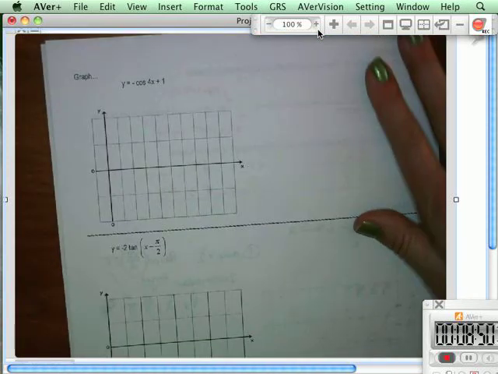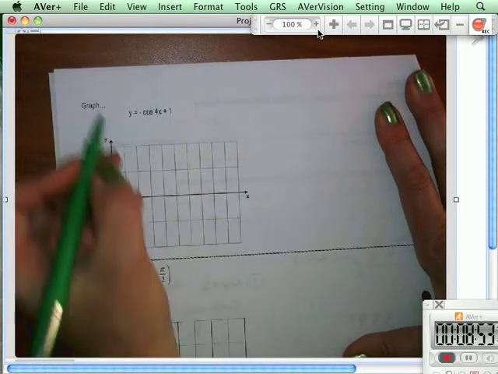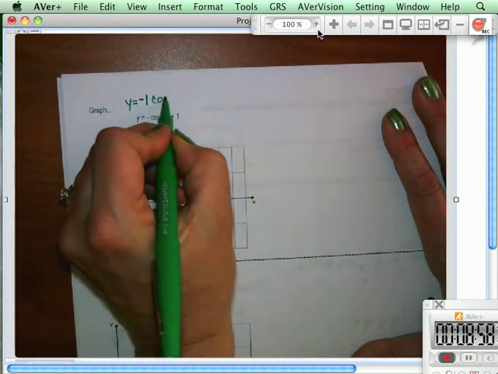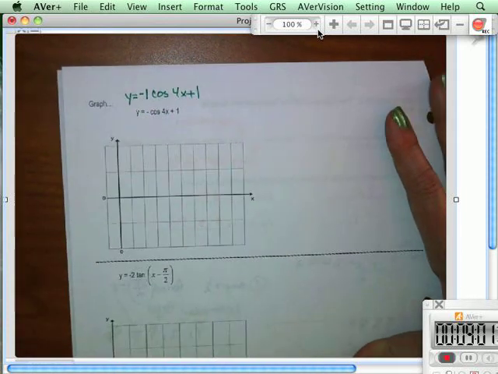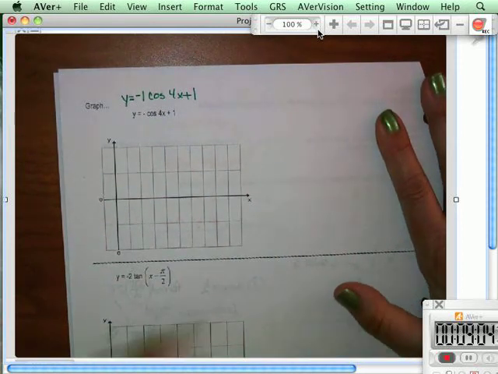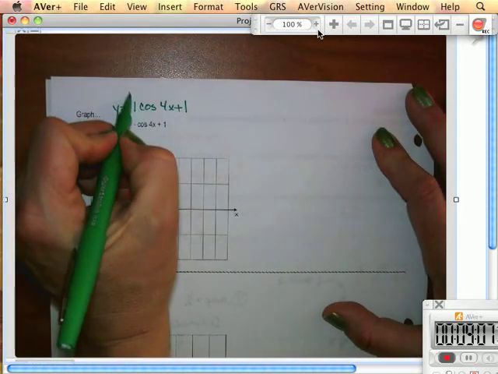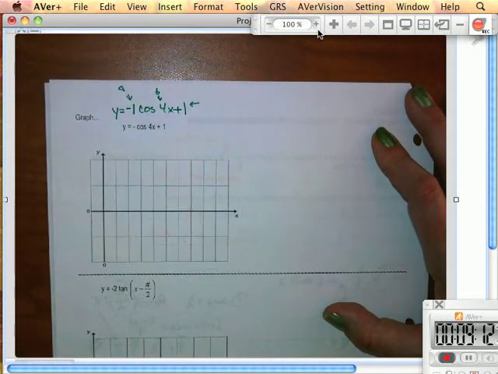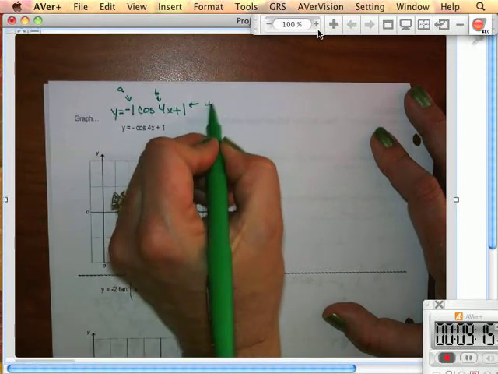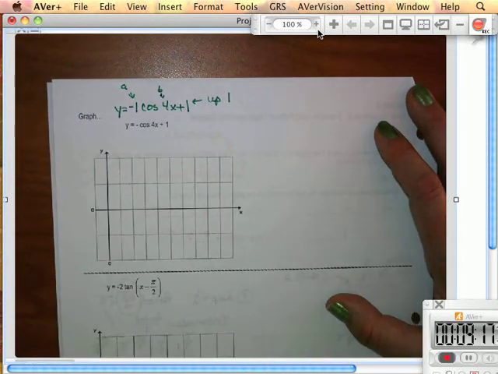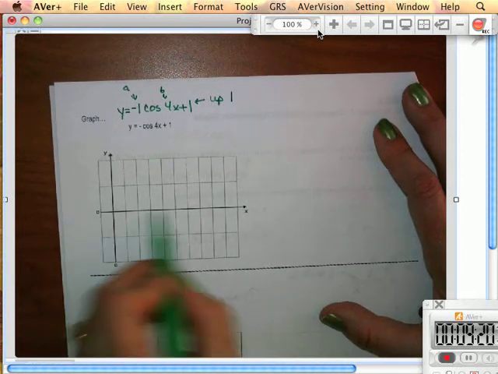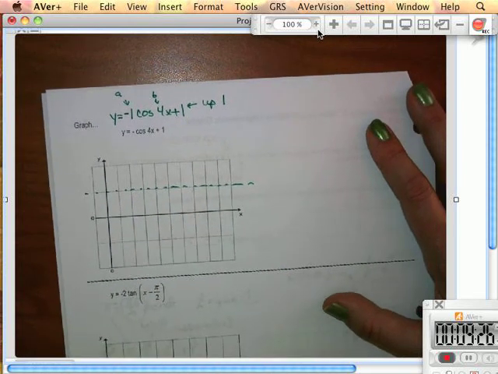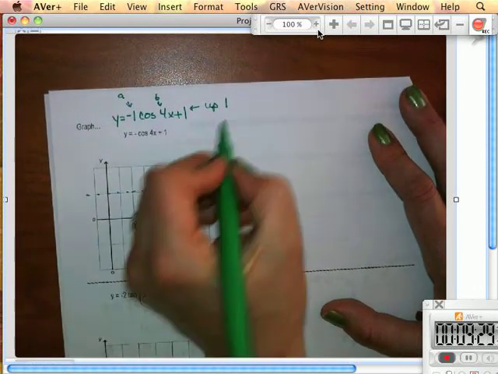All right, so ladies and gentlemen, look at this one here. We have y equals negative 1 cosine 4x plus 1. Okay? This is my A. This is my B. What does this do? Up 1. So I'm going to go ahead and change my baseline right away on my graph. It shifts from the x-axis up 1. So right here, it shifts the baseline.